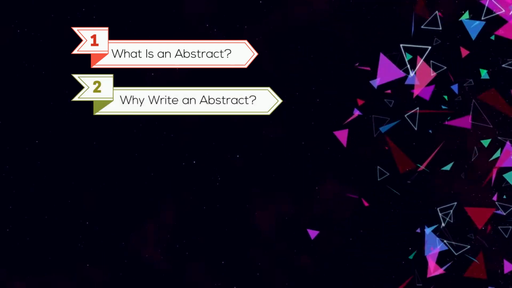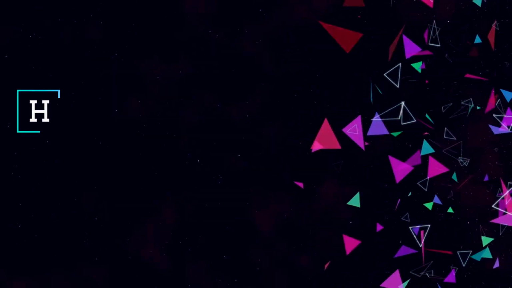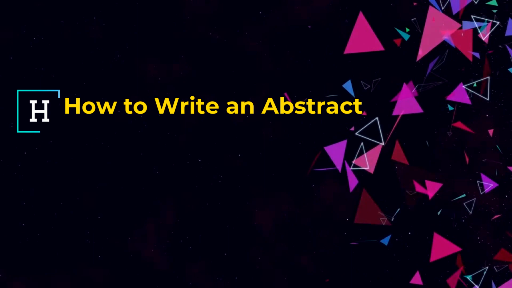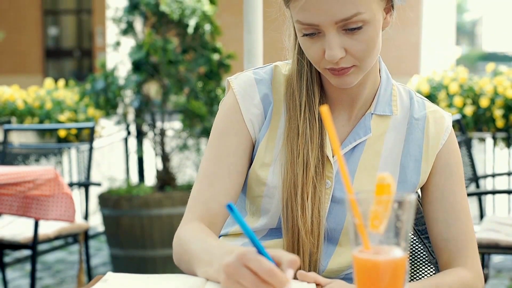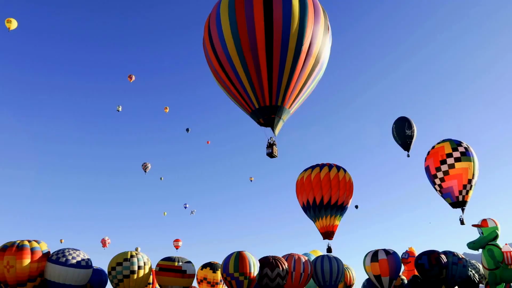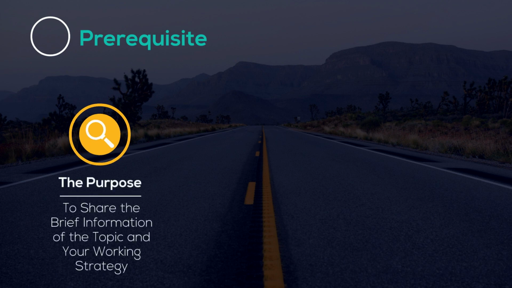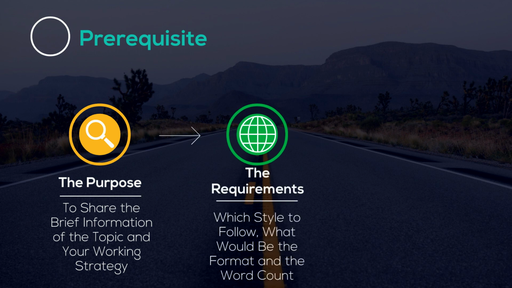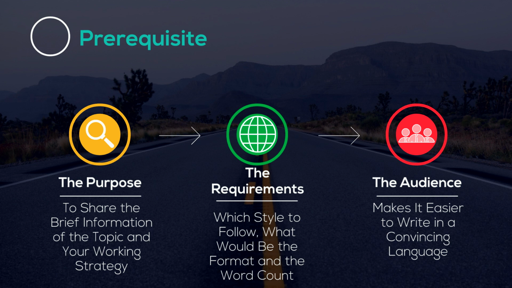Now that you know the 4 W's of writing an abstract, let's see the 1 H that would make things much easier for you. Here is how to write an abstract that holds the reader. Before you start writing your abstract, just ensure that you are well acquainted with these important aspects of the work. Being informed is never a bad choice. The purpose: to share brief information of the topic and your working strategy. The requirements: which style to follow, what the format would be, and the word count. The audience: it makes it easier to write in a convincing language.